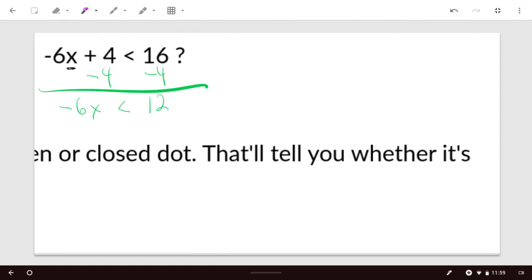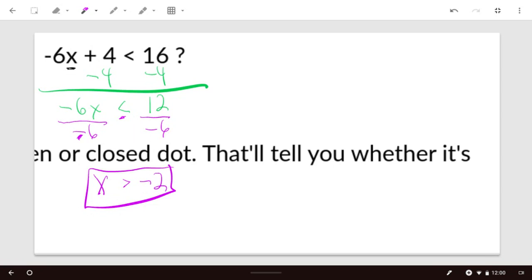And then we can divide by negative 6. Divide by negative 6. And because we divided by a negative here, we're going to flip this sign. So x is greater than negative 2. So that's our solution. All the numbers that are bigger than negative 2.